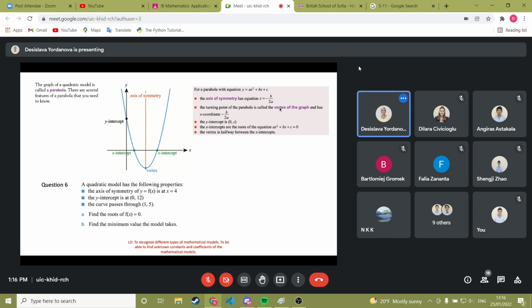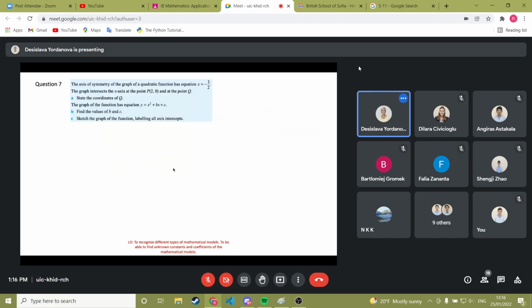The vertex is halfway between the x-intercepts. If one of the intercepts is 2 and the axis is at minus 3 over 2, that is minus 1.5, what is the distance between 2 and minus 1.5? 3.5. And we need to go 3.5 further to the left. So from minus 1.5, 3.5 to the left goes where? Minus 5. So the coordinates of Q are minus 5 and 0. Okay?